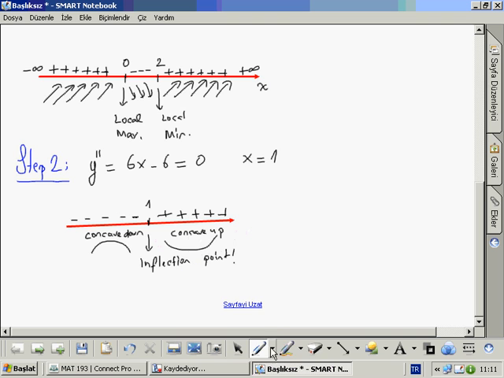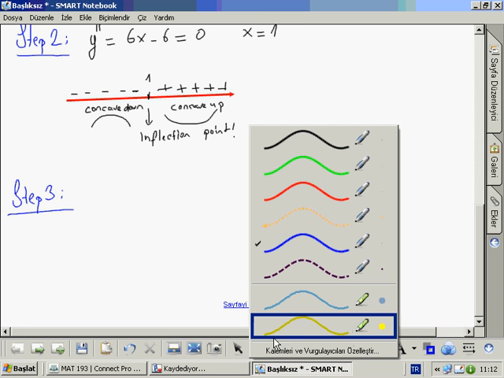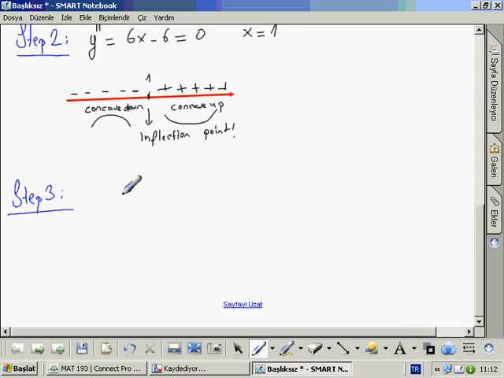Okay, and step 3: combine all values in one table. That means we have just collected lots of information about the graph, and now we can combine all of the information in one table. We can easily see the characteristics of the function.